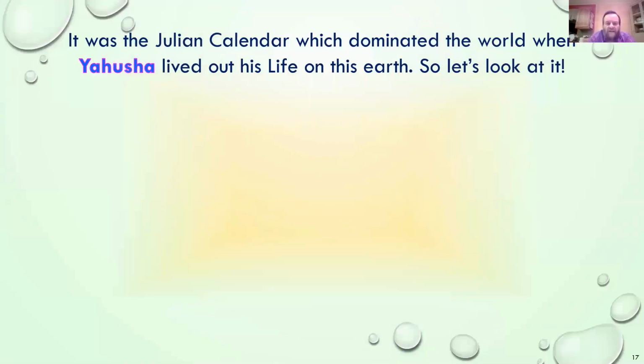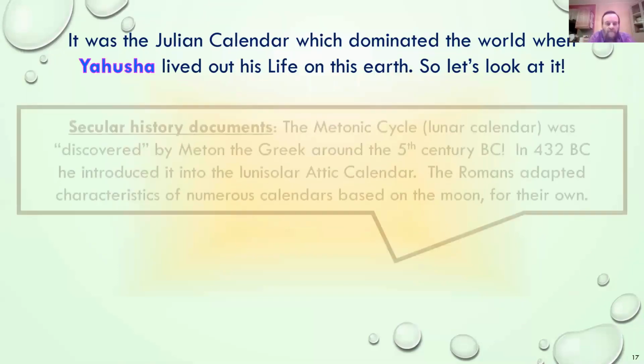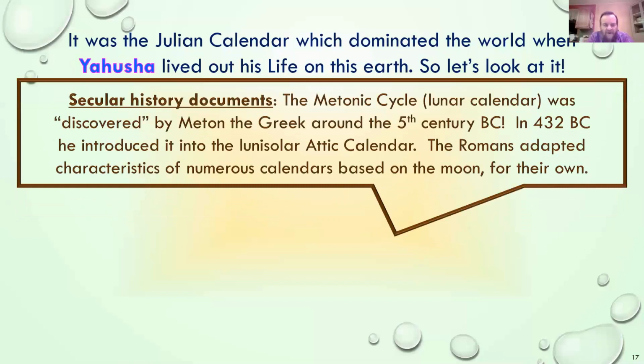It was the Julian calendar which dominated the world when Yahusha lived out his life on this earth. So let's look at it. Secular history documents the Metonic cycle, or lunar calendar, was discovered by Meton the Greek around the 5th century BC. In 432 BC, he introduced it into the lunisolar Attic calendar. The Romans adapted characteristics of numerous calendars based on the moon for their own.